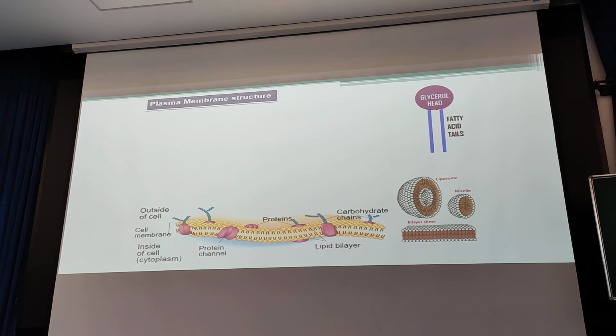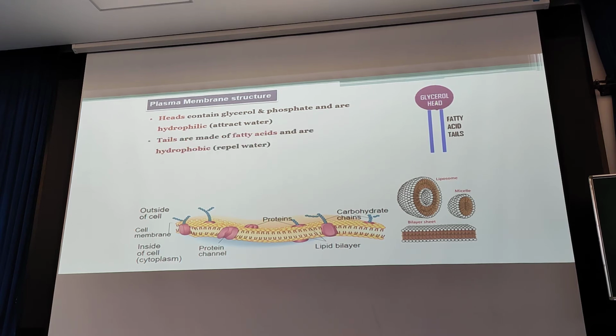So the plasma membrane structure is composed of phospholipids. It has two parts. The head is the glycerol and the phosphate group, and the tails are the fatty acids. The head is hydrophilic, it attracts water, loves water, and the tails are hydrophobic. So they can make up a bilayer. Bilayer means double layer, or two layers.